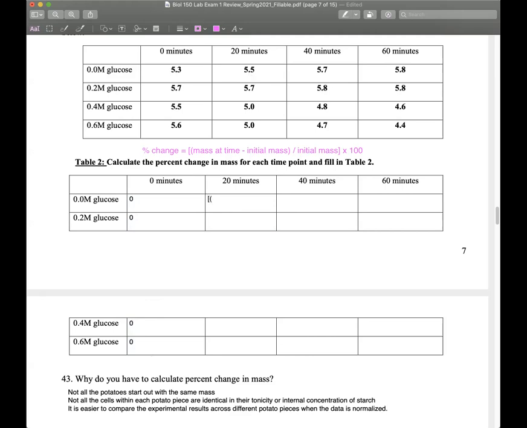So I'm just going to write out this one calculation really quick. So this would be 5 minus 5.3 divided by 5.3 times 100.